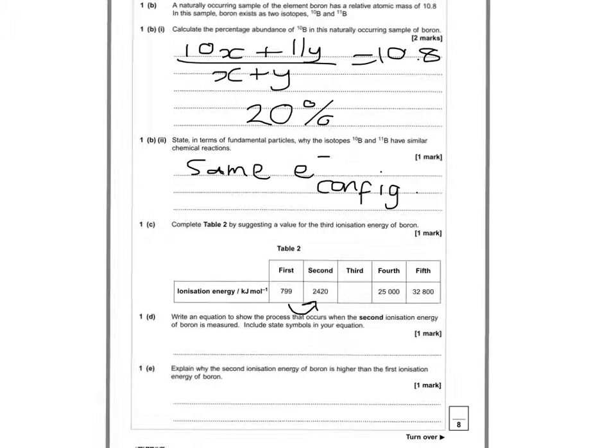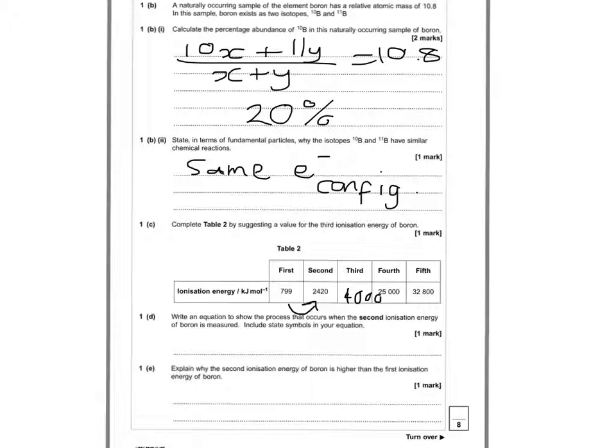That's 800 to 2420, which is a jump of about 1620. So I would do the same there. I would add that on and I'd get about 4,040. So if it was me, I'd probably write about 4,000. Okay, part D.